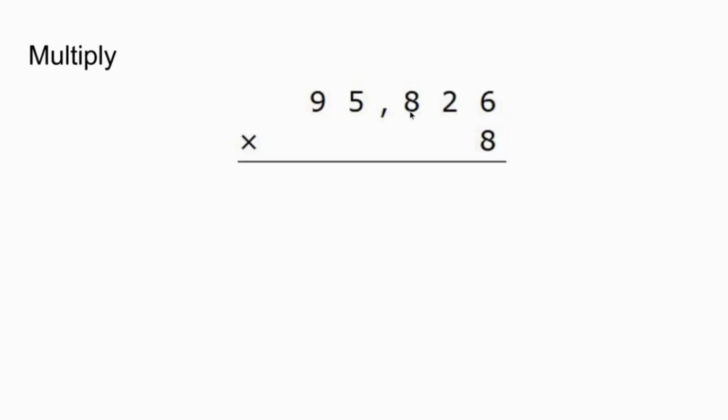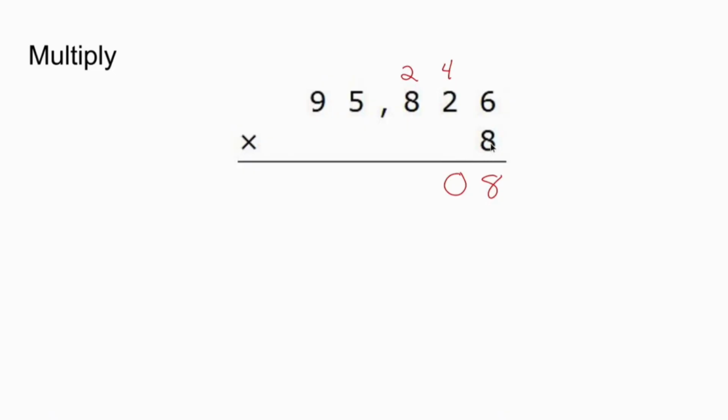Multiply 95,826 times 8. Let's start out with our 8 and multiply to all of these digits up here, right to left, remembering that we have to probably carry over digits from time to time. So 8 times 6 is 48. You write out your 8 and put the 4 up here above the next digit to the left. Now we multiply and add that 4. So 8 times 2 is 16. 16 plus 4 is 20. So you write out your 0 and carry over our 2.